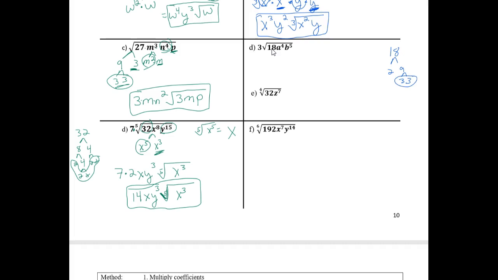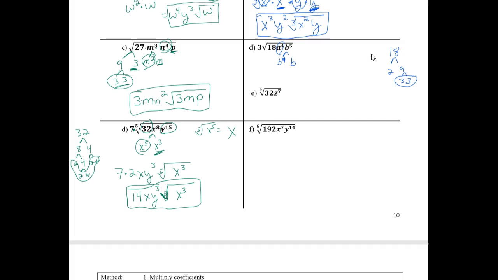I have a to the 4th. Since we are looking for a square root, we're looking for multiples of 2 in the exponent. A to the 4th, 4 is a multiple of 2. This is a perfect square. It can come out entirely. B to the 5th, 5 is not a multiple of 2. So I have to simplify this a little bit. B to the 5th is the same thing as b to the 4th times b.